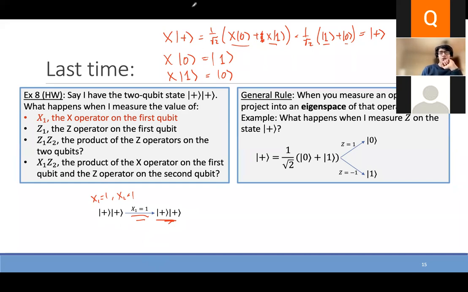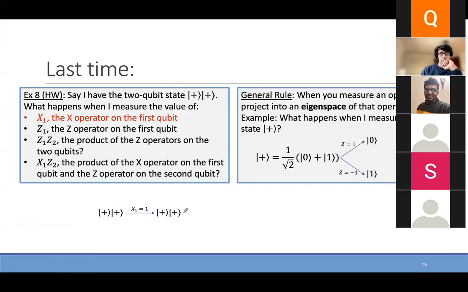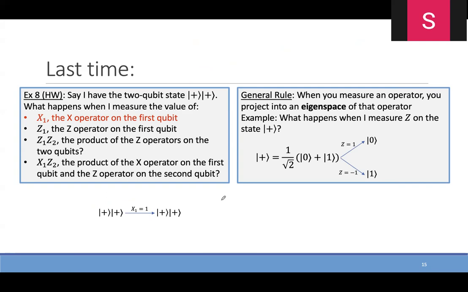What about if we measure Z1 on the first qubit? It will become the minus state, like 1 by root 2, ket 0 minus ket 1, if you operate with Z1 on the first qubit. What happens if you measure Z1? Its expectation value will be 0. So half the time we'll get 1 and half the time we'll get minus 1.